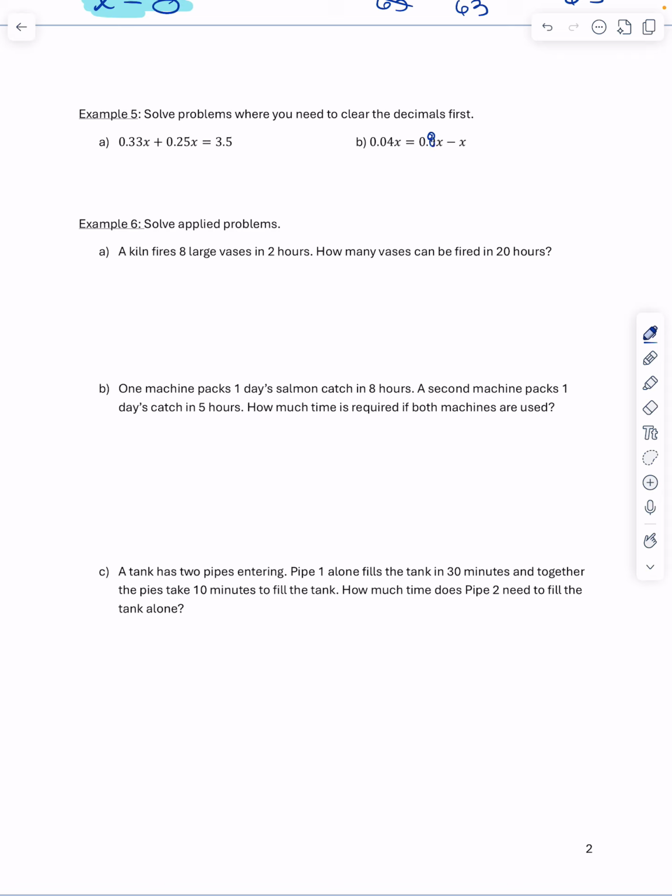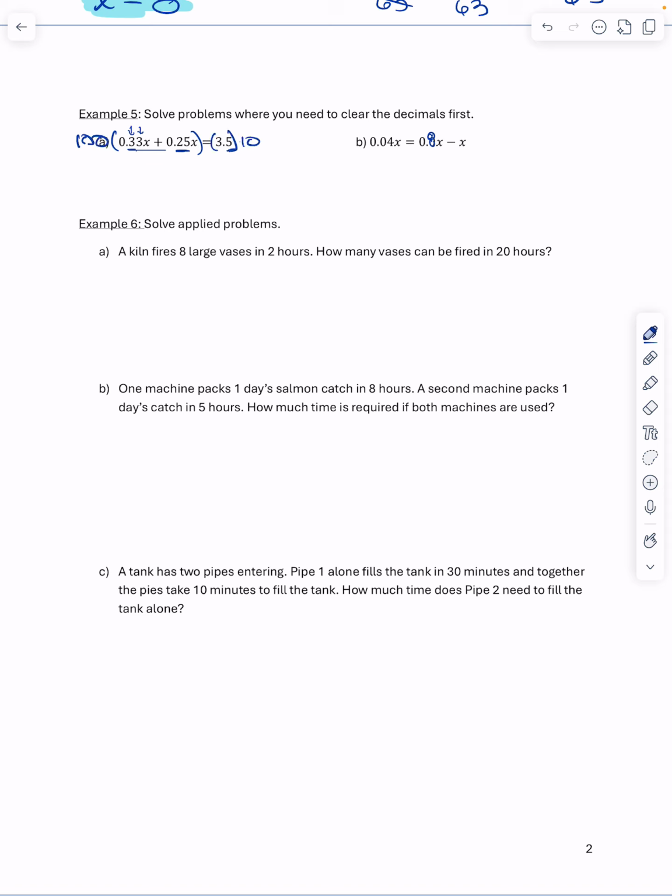Okay, so let's take a look at A. And I'm going to look at the most places behind the decimal. So here I've got 2 places. Here I've got 2 places. And here there's only 1. We want to multiply by enough zeros to clear the largest number of places. So tenths, hundredths, I got to multiply by 100.